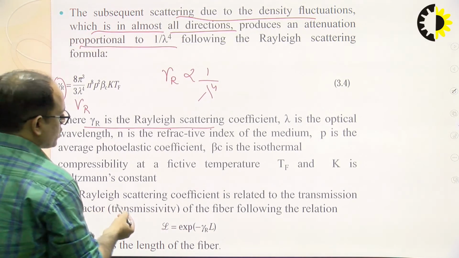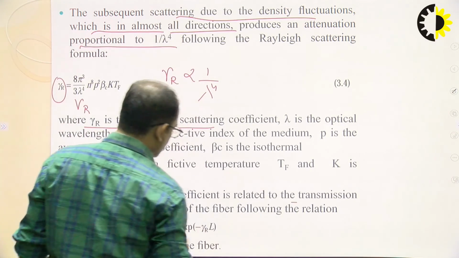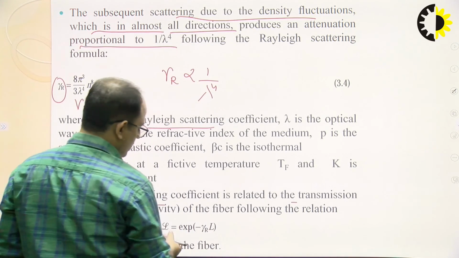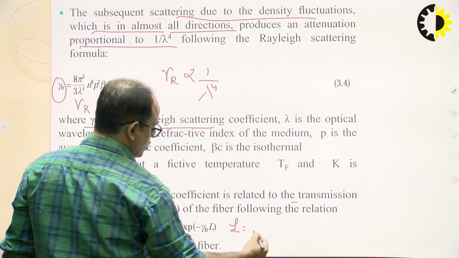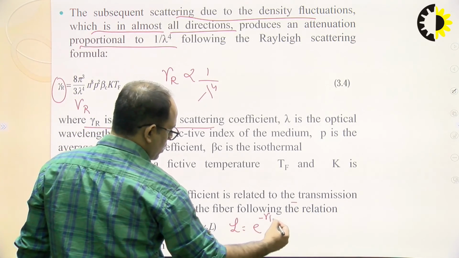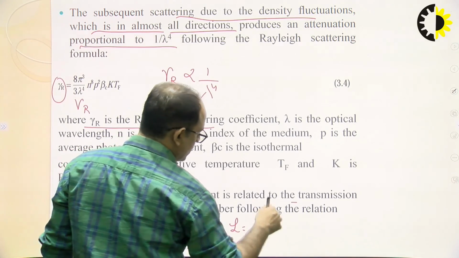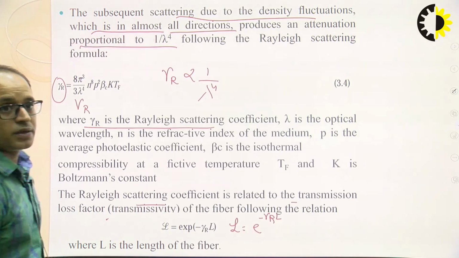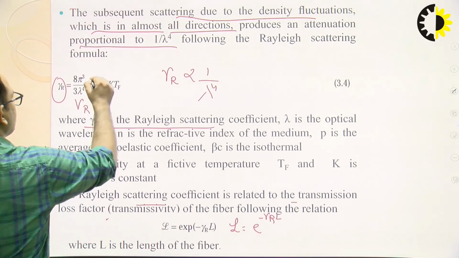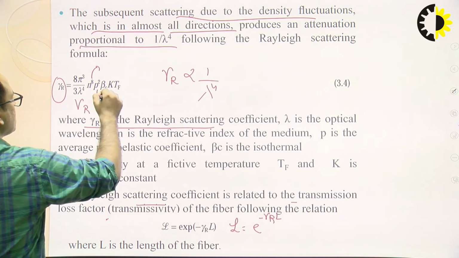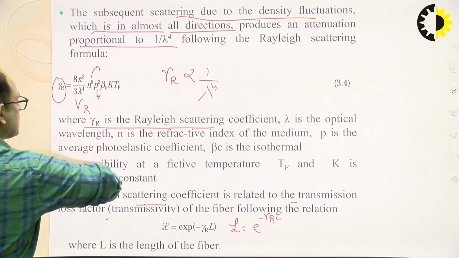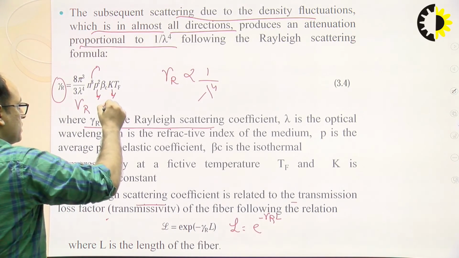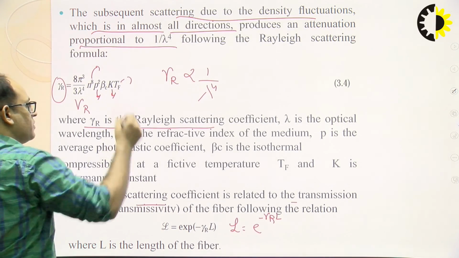So the Rayleigh scattering coefficient is also related to the transmission loss factor of the fiber, and this is represented by e to the power minus gamma r multiplied by L, where L is the length of the optical fiber cable, and gamma r is the Rayleigh scattering coefficient, and here n is the refractive index of the core, p is the photoelastic coefficient, beta is the isothermal compressibility, K is the Boltzmann constant, Tf is the effective temperature.